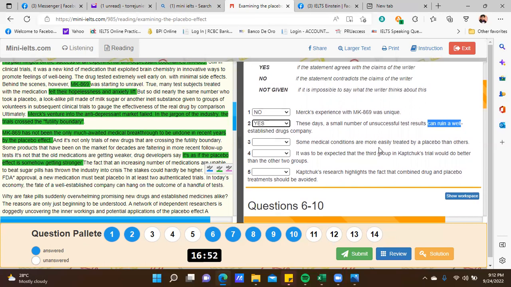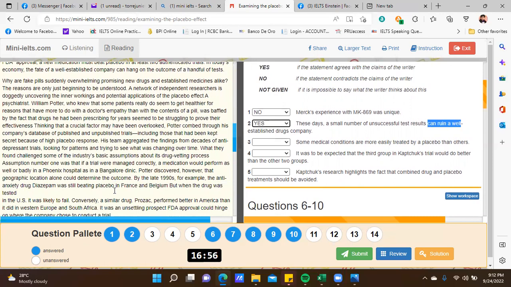Some medical conditions are more easily treated by a placebo than others. Let's read that, guys. Pilisan natin. Why are fake pills suddenly overwhelming promising new drugs and established medicines alike? The reasons are only just beginning to be understood. A network of independent researchers is doggedly uncovering the inner workings and potential applications of the placebo effect.